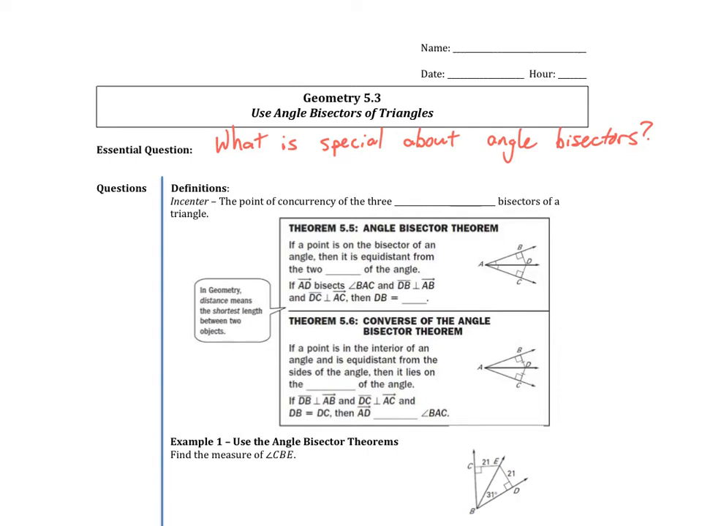All right, section 5.3 is on angle bisectors of triangles. And the question we're going to answer is, what is special about angle bisectors? One definition: the incenter is the point of concurrency of the three angle bisectors of a triangle. And we have a couple theorems.